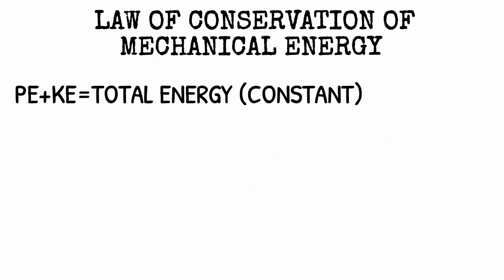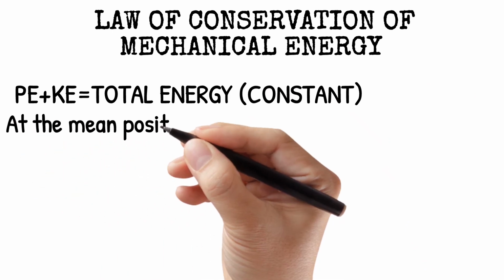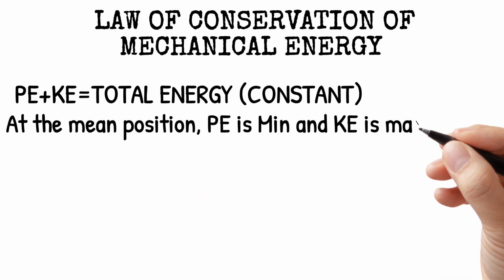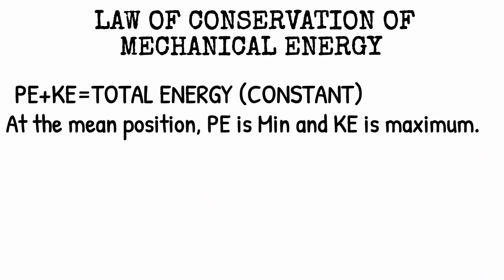So, for example, let's take the mean position at a point in time. Now, what's the potential energy at the mean position? Is it maximum? And what's the kinetic energy at that position? Okay, at the mean position, sorry, potential energy is minimum. And kinetic energy is what? Is maximum. Potential energy is minimum at the mean position. Kinetic energy is maximum at the mean position.